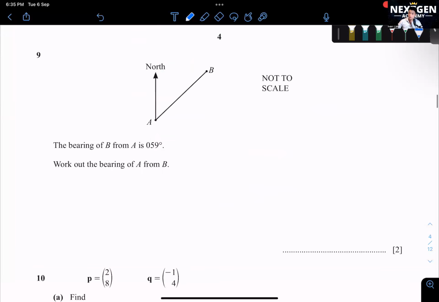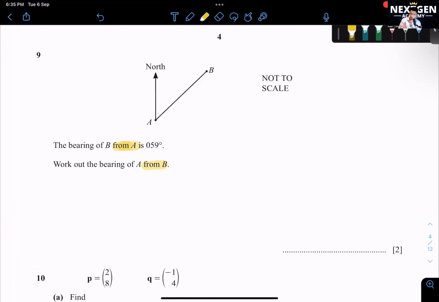Okay, next one. Question 9. The bearing of B from A is 059 degrees. Work out the bearing of A from B. Okay, bearings are, what is the keyword here? What did I mention last time? Bearing, what do we need to take note of? Yes, from B. Okay, the word from. I want you all to take note of the word from.